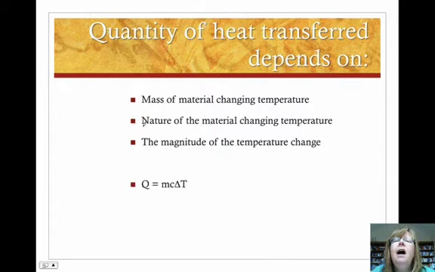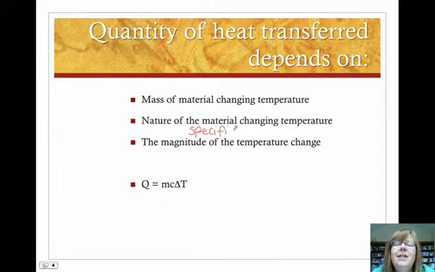All right, so this quantity of heat that is transferred depends on three different things. It depends on how much you have. The more you have, the more molecules you have, and so the greater the heat that they could contain. It's also going to depend on the nature of the material that's changing temperature. It's called specific heat, and we're going to talk about that more in some slides coming up.